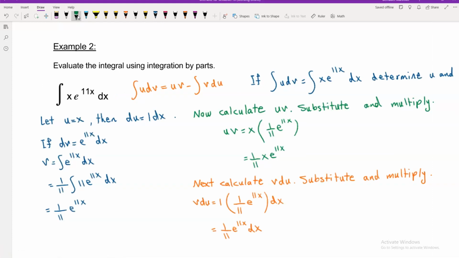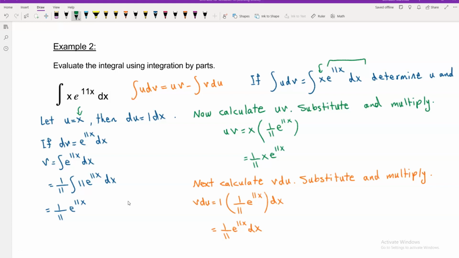Let u equal x, so that part is our u. Then du is equal to the derivative of this part with respect to x, that is 1 times dx. What we have left is e to the power 11x times dx. I'm going to use that one as dv. So dv is equal to e to the power 11x times dx.